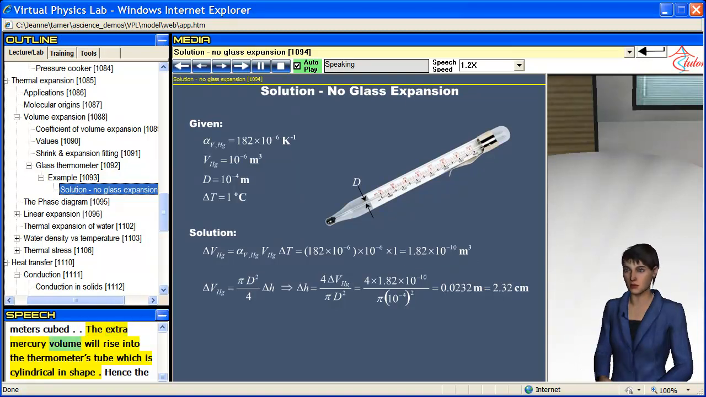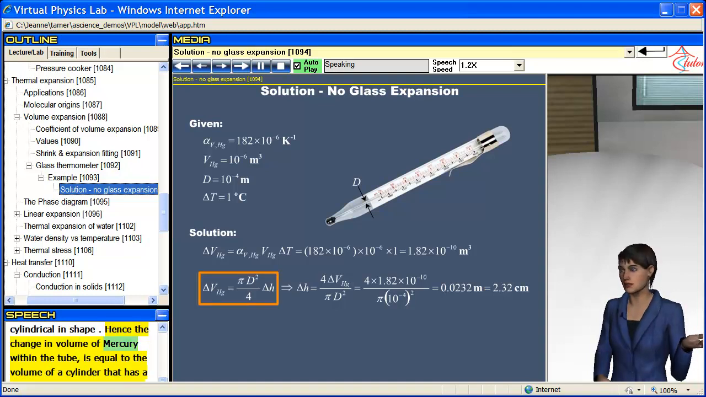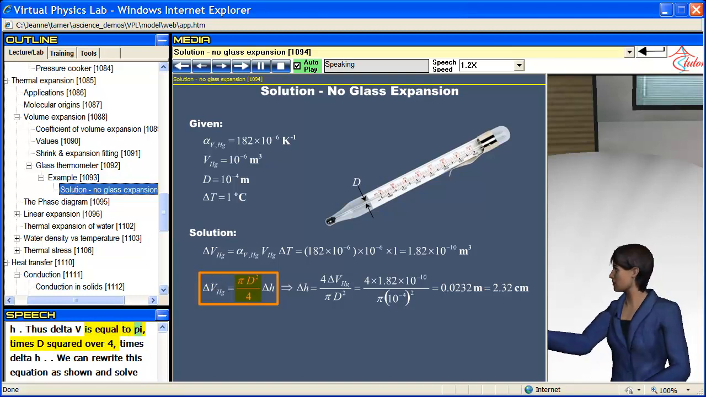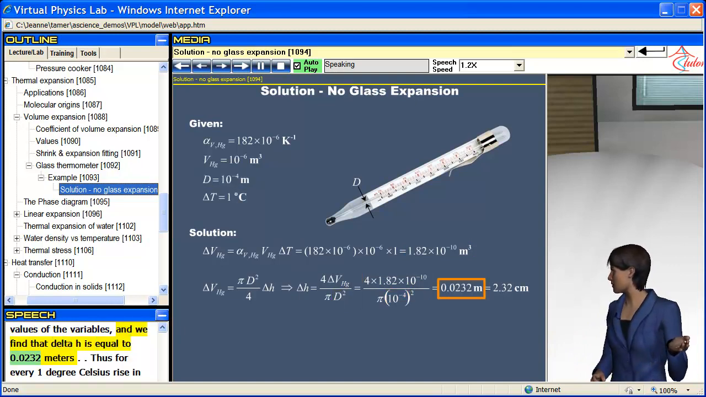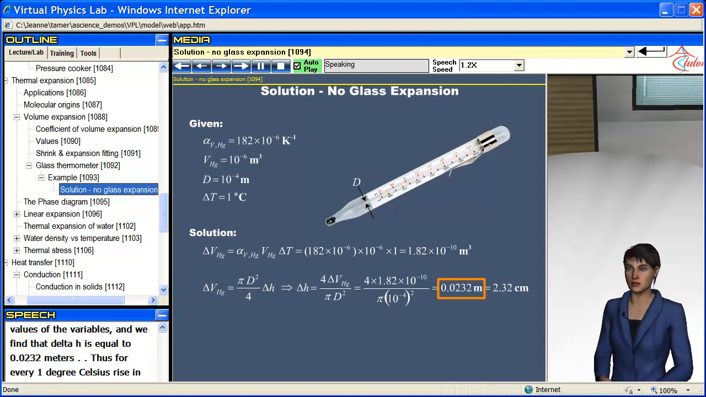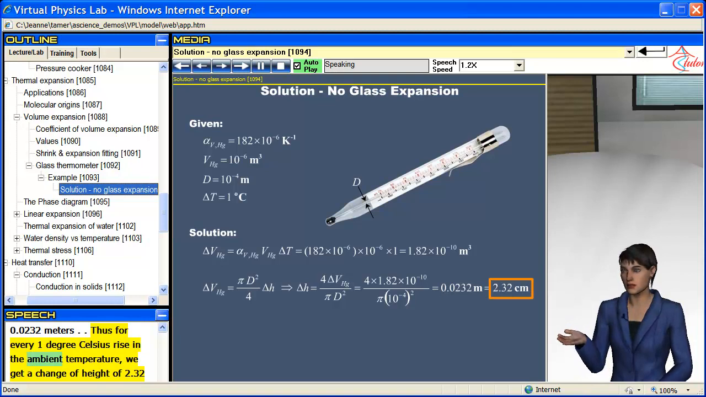The extra mercury volume will rise into the thermometer's tube, which is cylindrical in shape. Hence the change in volume of mercury within the tube is equal to the volume of a cylinder that has a diameter d, and a height delta h. Thus delta V is equal to pi times d squared over 4 times delta h. We can rewrite this equation as shown, and solve for delta h by plugging in the values of the variables, and we find that delta h is equal to 0.0232 meters. Thus for every 1 degree Celsius rise in the ambient temperature, we get a change of height of 2.32 centimeters for the mercury in the thermometer's tube.